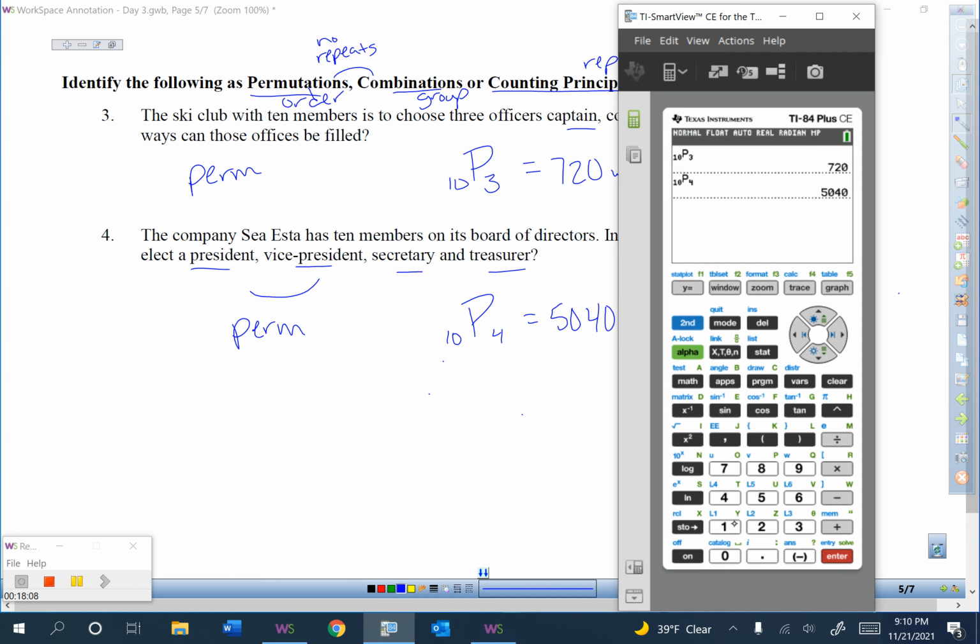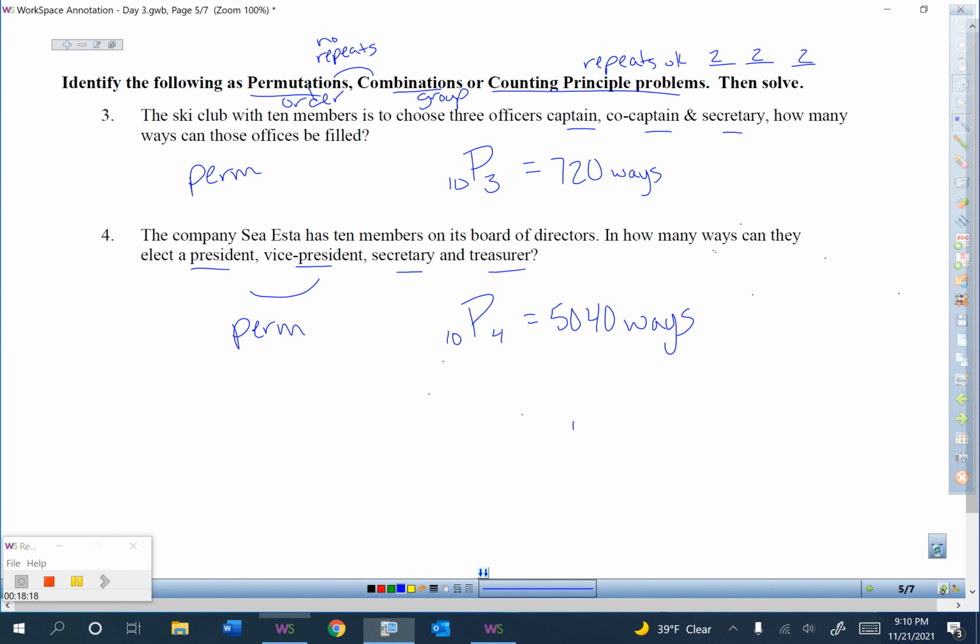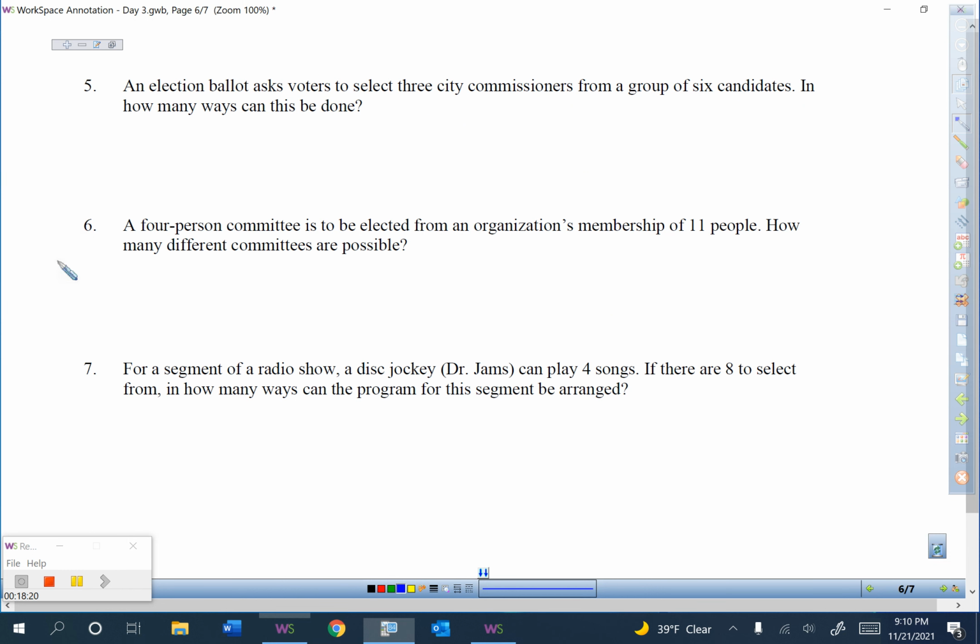On number 7, it really wasn't clear if repeats were allowed or not allowed. We assume if we're talking about DJing that they're not going to allow songs repeated. Wouldn't be a very good DJ otherwise, but it didn't clarify. So I would take 2 answers on this one.